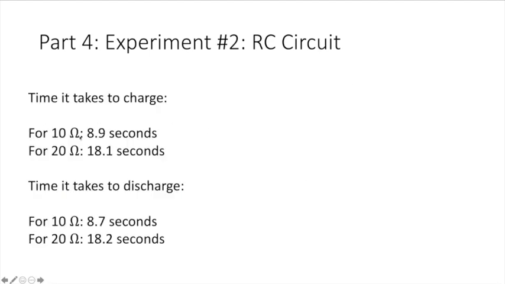And the time it takes to charge for 10 ohm is 8.9 seconds, and for 20 ohm is 18.1 seconds. And the time it takes to discharge for the 10 ohm light bulb is 8.7 seconds, and for the 20 ohm bulb is 18.2 seconds. So we can see it's almost doubled when the resistance is doubled. Also, the charging time is kind of similar to the discharging time.